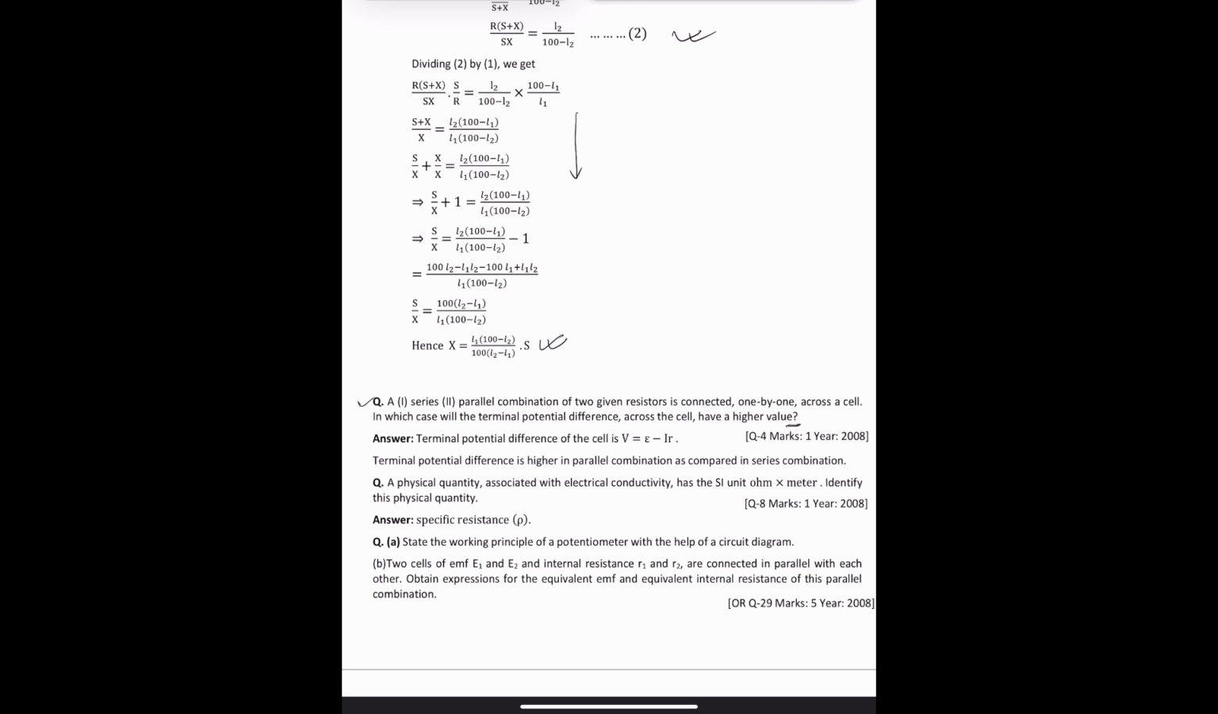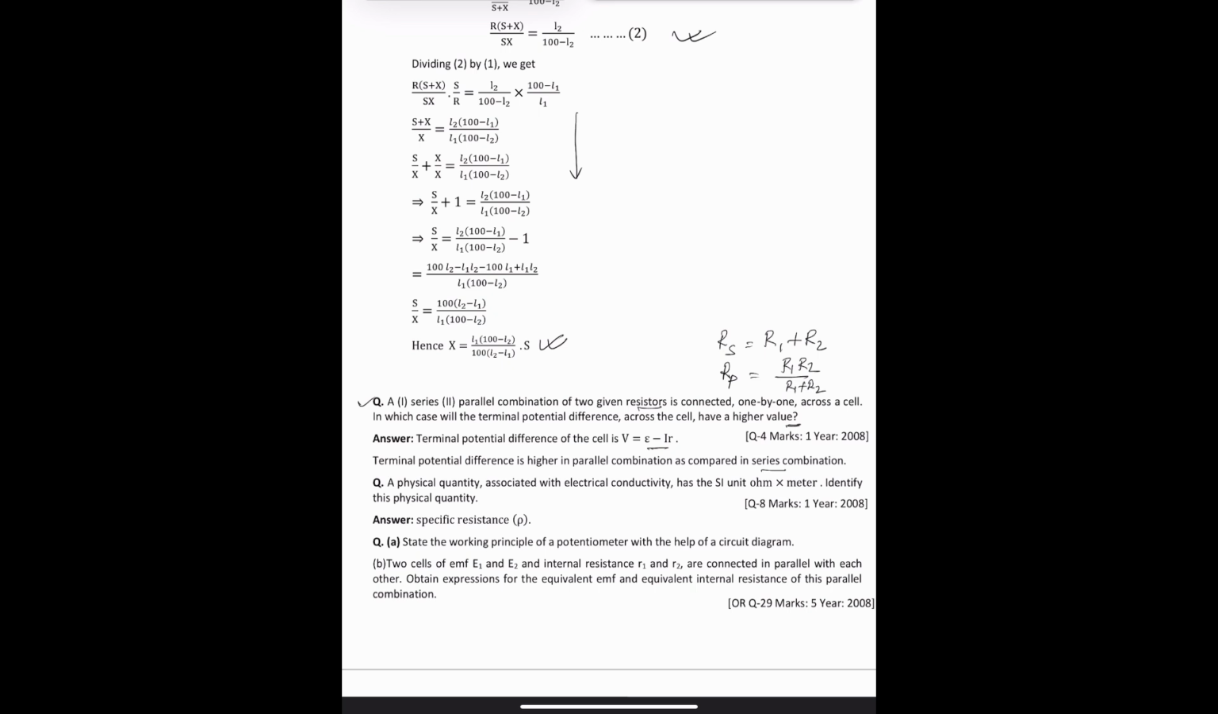So terminal potential difference means EMF minus current into internal resistance. So terminal potential difference is higher in the parallel combination as compared to the series combination, because where current is higher, the terminal potential will be less. So if two resistors are connected in series, the equivalent resistance is R1 plus R2, the direct sum of these. And when two resistors are connected in parallel, it is R1 R2 by R1 plus R2.